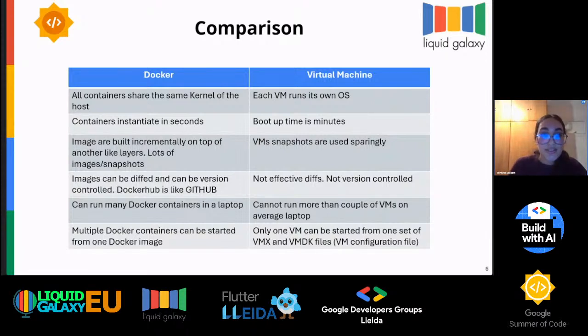Also, for Docker, there can be version control. It's similar to GitHub. For Docker, we have Docker Hub, but for virtual machines, there is no version control. Also, we can run many Docker containers on the same laptop, but for virtual machines, we can run a maximum of 3 or 4, depending on the specifications of your laptop. Finally, multiple Docker containers can be started from one Docker image, but this is not the case in virtual machines.